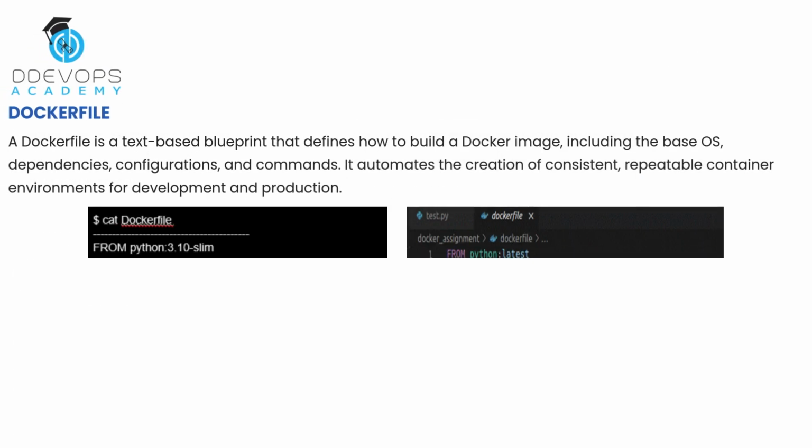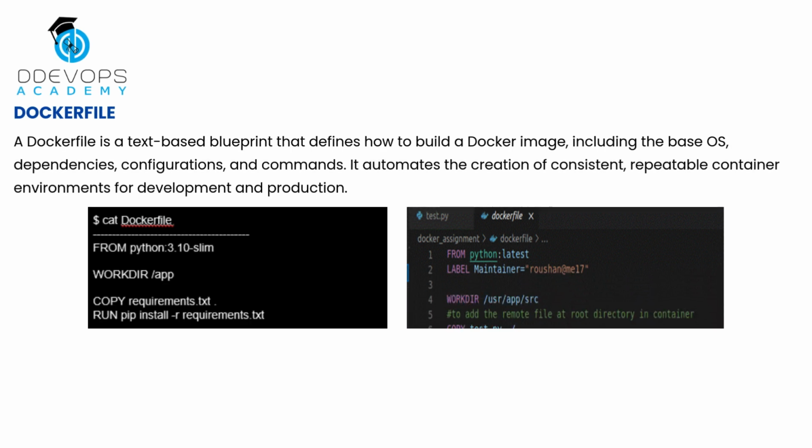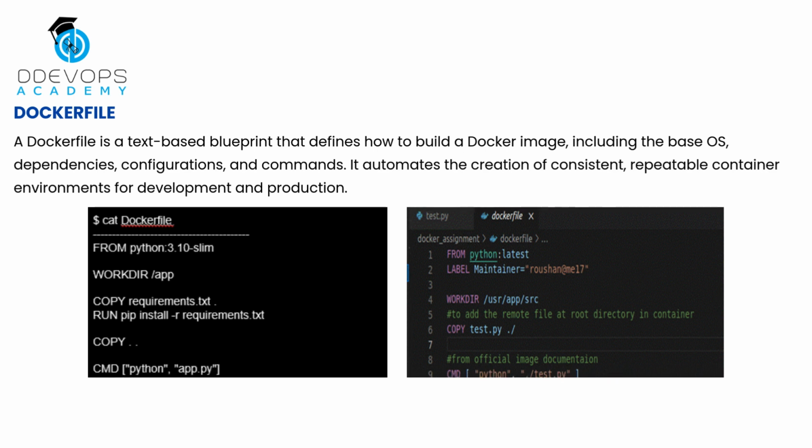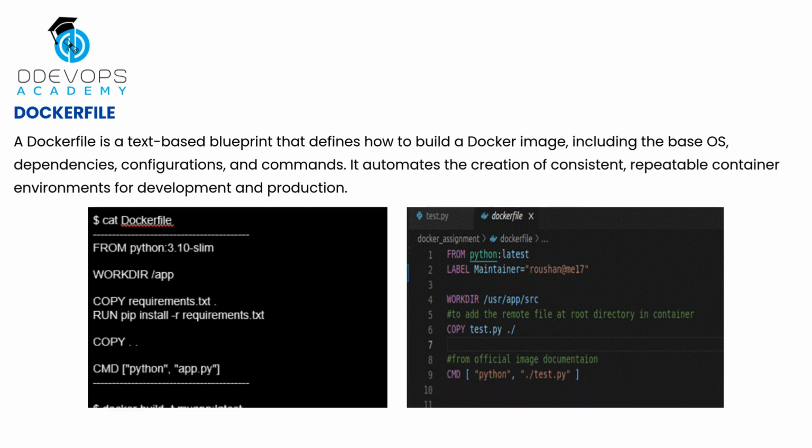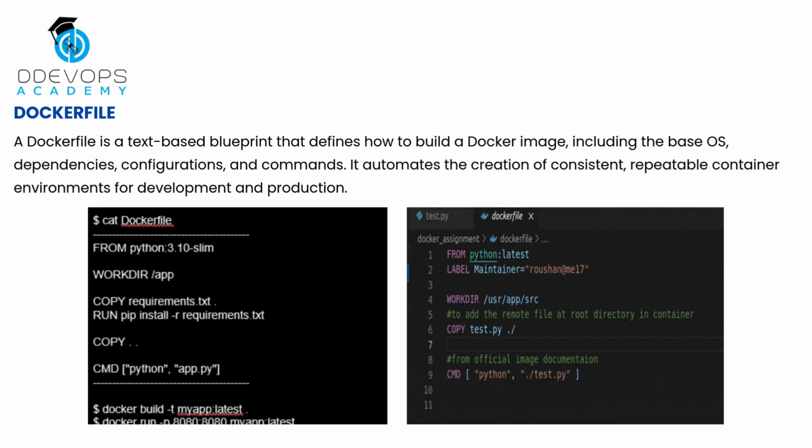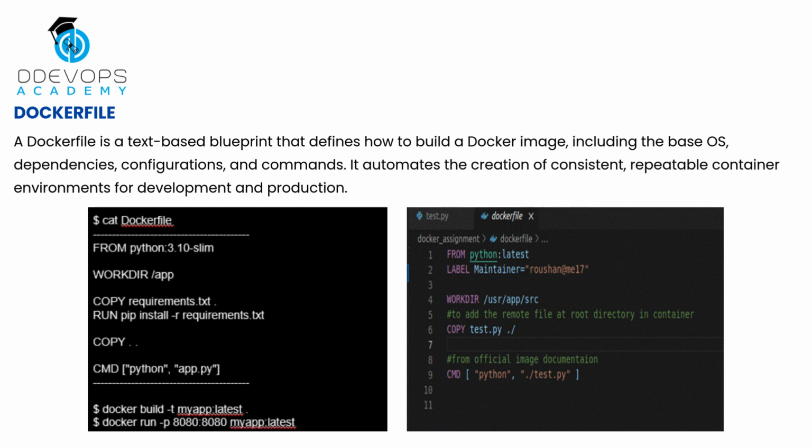A Dockerfile is your blueprint for building Docker images. It defines the base image, working directory, dependencies, and the command to run your app. For example, using FROM python:3.10-slim, we set the base. Then we copy files, install packages, and define the startup command. This ensures consistent, repeatable environments for development and production.